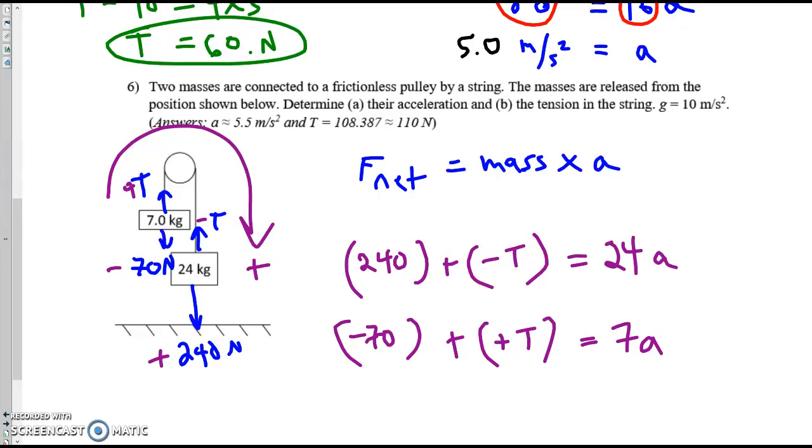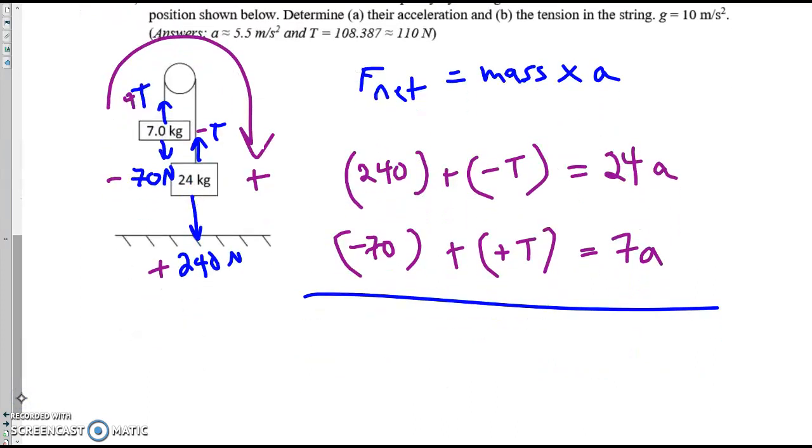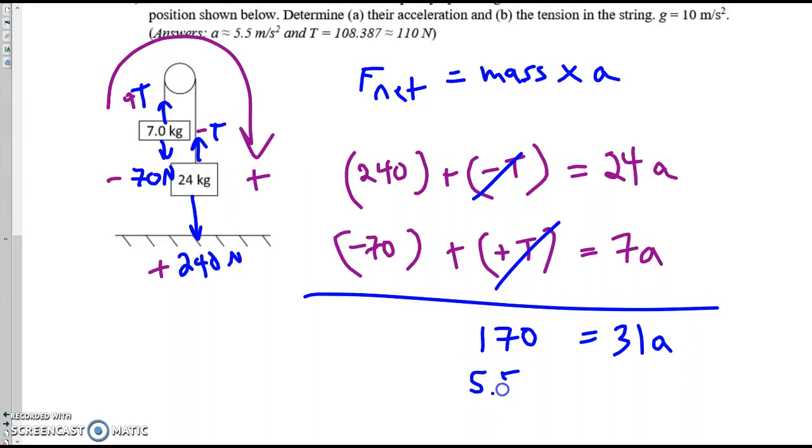I add these two together. That's the simplest way to solve this system of equations. The tensions cancel out. 240 and negative 70. That makes 170. And I add the right side, getting 31a. When I divide, I get 5.48, or for sig figs, 5.5 meters per second squared.